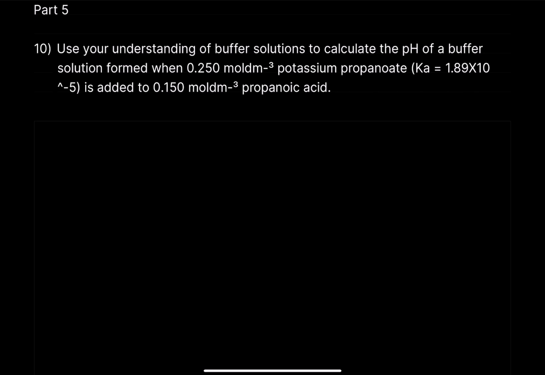All right, so in case you couldn't do that, I'll try and do this for you now. Use your understanding of buffer solutions to calculate the pH of a buffer solution formed when 0.25 moles per dm cubed potassium propanoate, with a Ka of 1.89 times 10 to the power of minus 5, is added to 0.15 moles per dm cubed of propanoic acid.